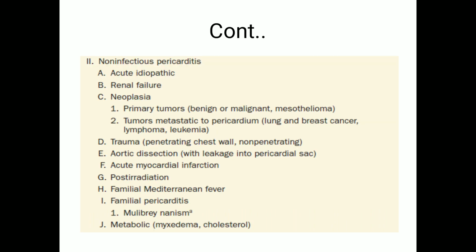And in non-infectious pericarditis, it could be idiopathic, it can be related to uremia, that is renal failure, and neoplastic, both primary as well as metastatic. Remember, lung and breast cancer, lymphoma and leukemia are the four tumors that commonly metastasize to the pericardium. Both penetrating as well as non-penetrating trauma, acute MI, post-irradiation and metabolic causes like myxedema and hypercholesterolemia can also cause it.